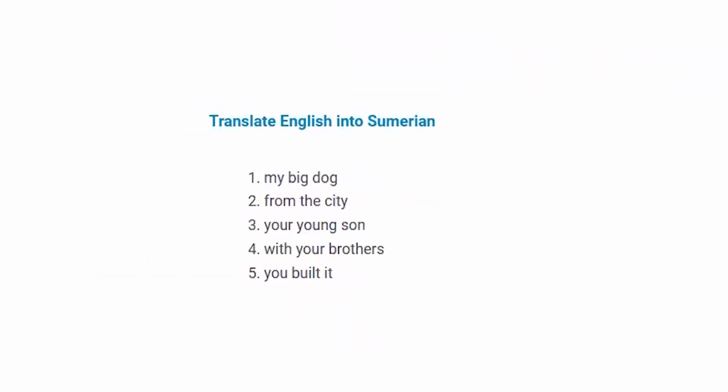Translate English into Sumerian. 1, my big dog. 2, from the city. 3, your young son. 4, with your brothers. 5, you built it.